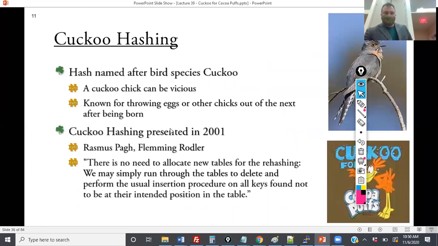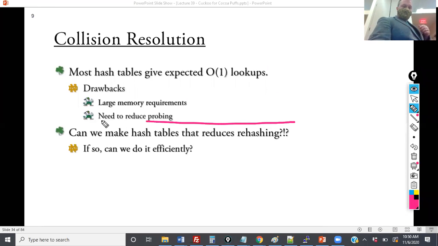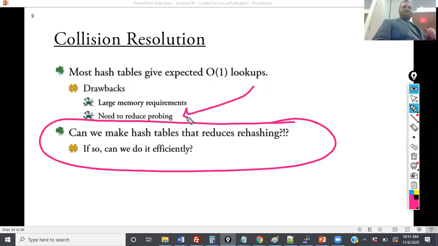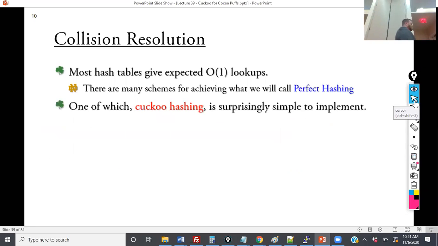Which actually leads me right into one of the issues with Robin Hood hash, which is that you can get into cycles pretty easily and potentially require a lot of rehashing. So we can reduce the amount of memory, do it efficiently, and try to reduce the need for probing. And that is what's going to motivate the remainder of our lecture today, what's called a cuckoo hash.